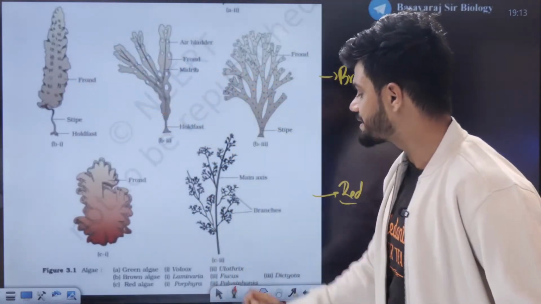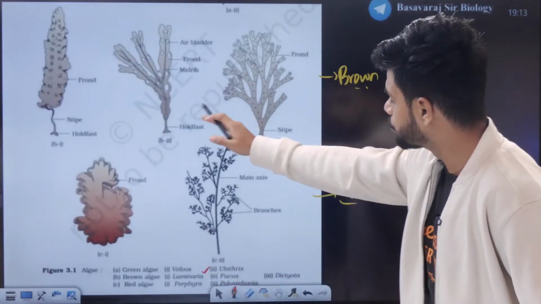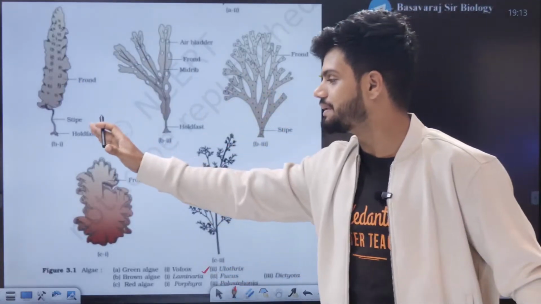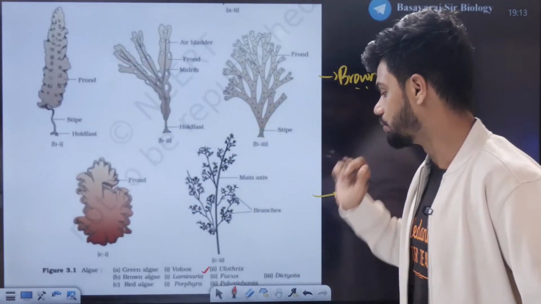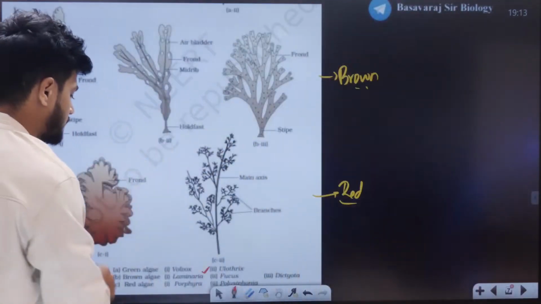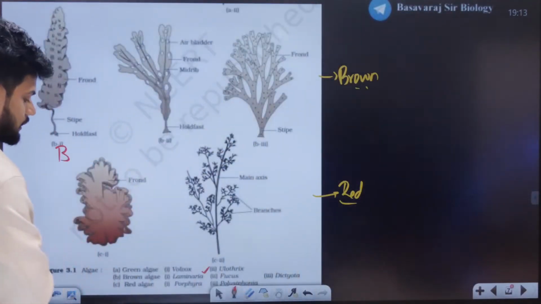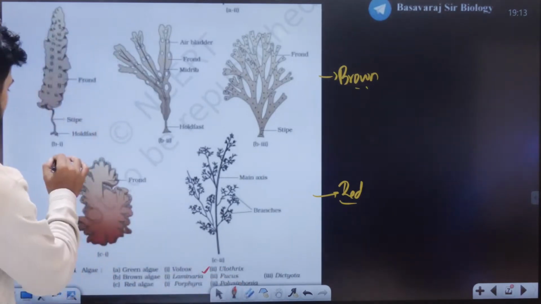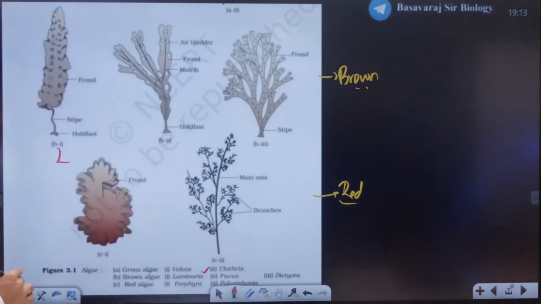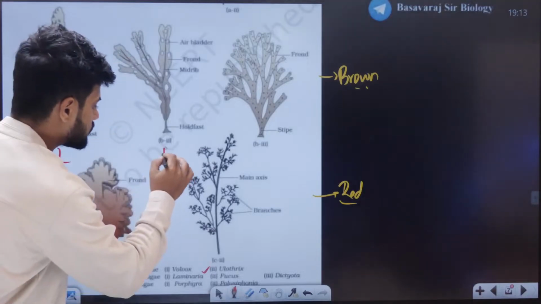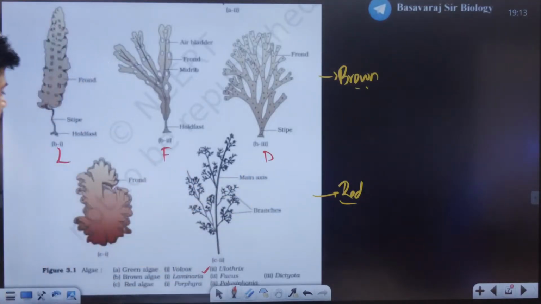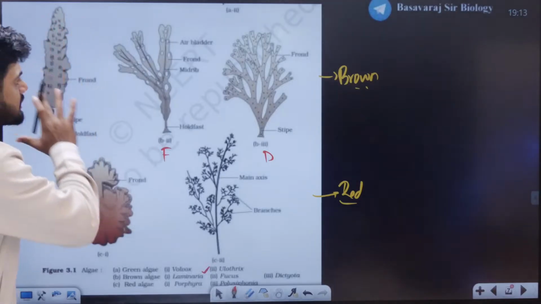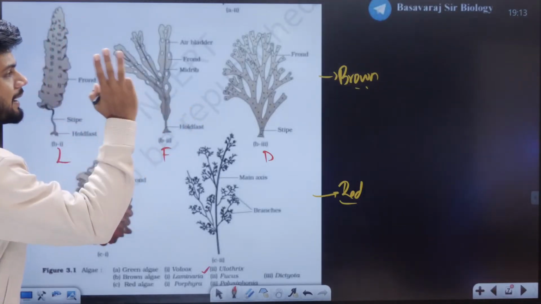The first one is example of your Laminaria, Fucus and Dictyota. Laminaria, Fucus, Dictyota. That is LFD. This is Laminaria, this one right here. This is Fucus and Dictyota. That is LFD. In LFD, students, if you notice, every single structure has three main parts.